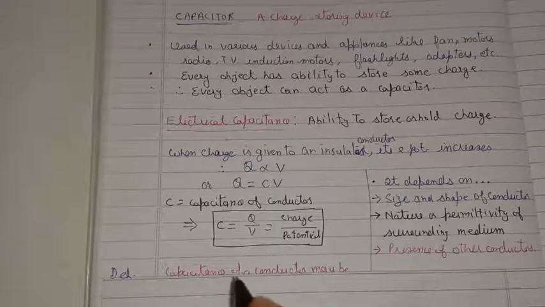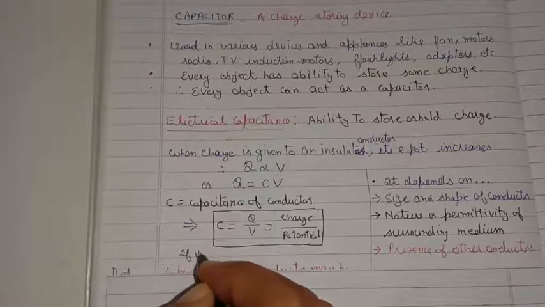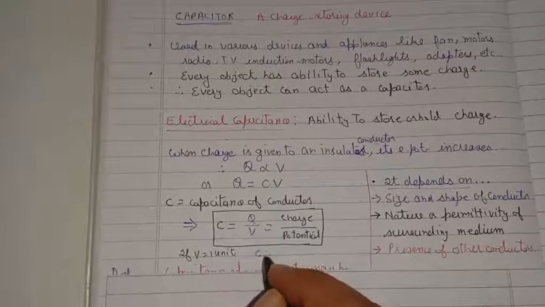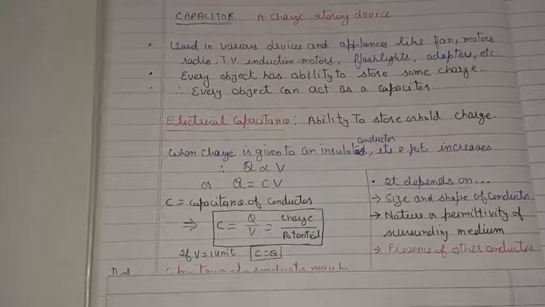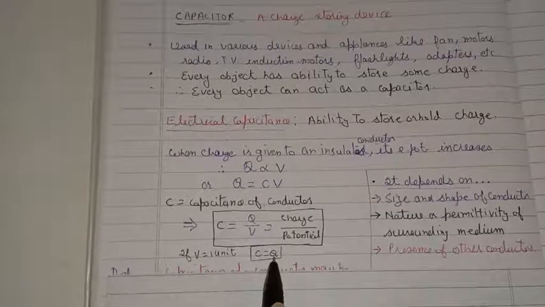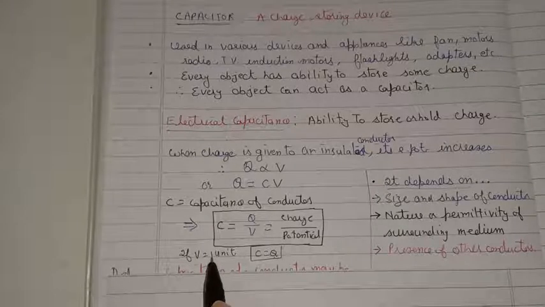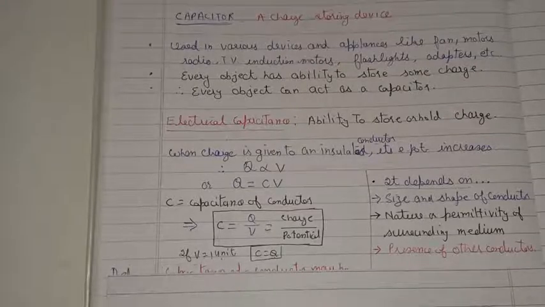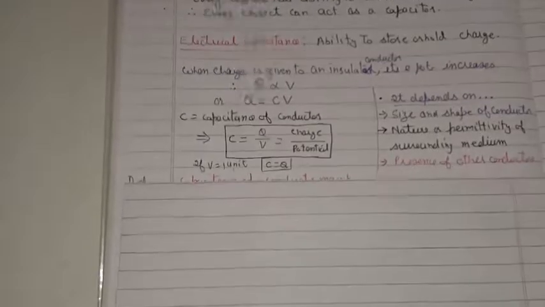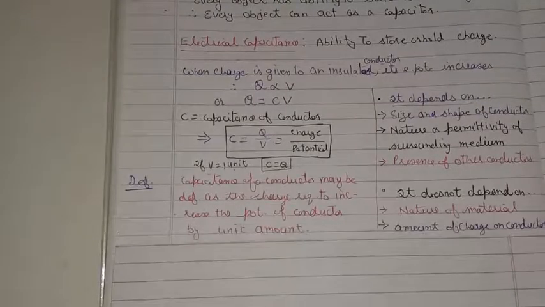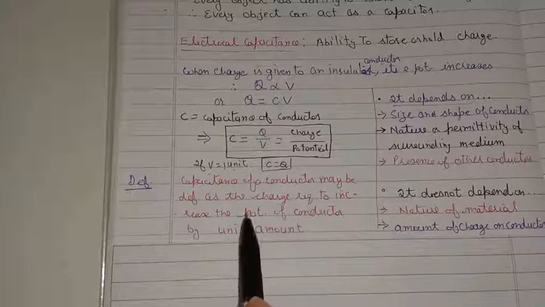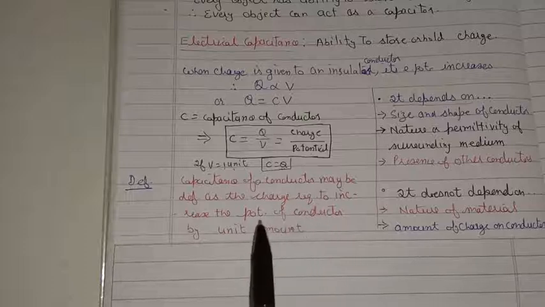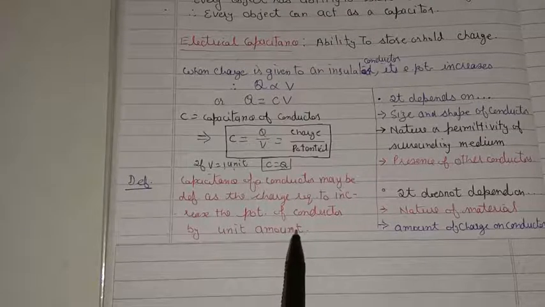So in this case, if we make V equal to 1 unit, that is electrical potential equal to 1 unit, then C becomes equal to Q. So C numerically represents the charge stored inside the conductor so that its potential rises by 1 unit. Greater the charge stored on the conductor, greater will be the potential. So we can define electrical capacitance of a conductor as the charge required to increase the potential of the conductor by a unit amount.